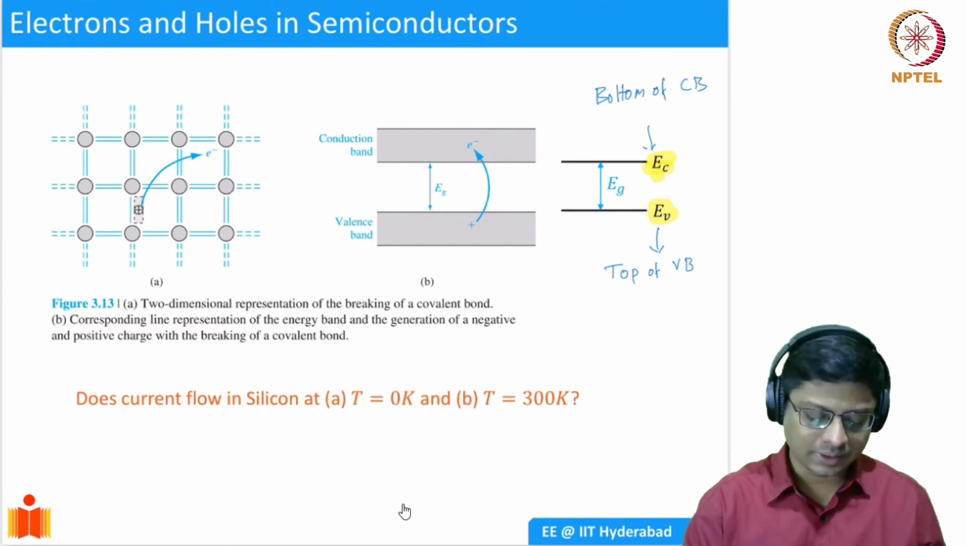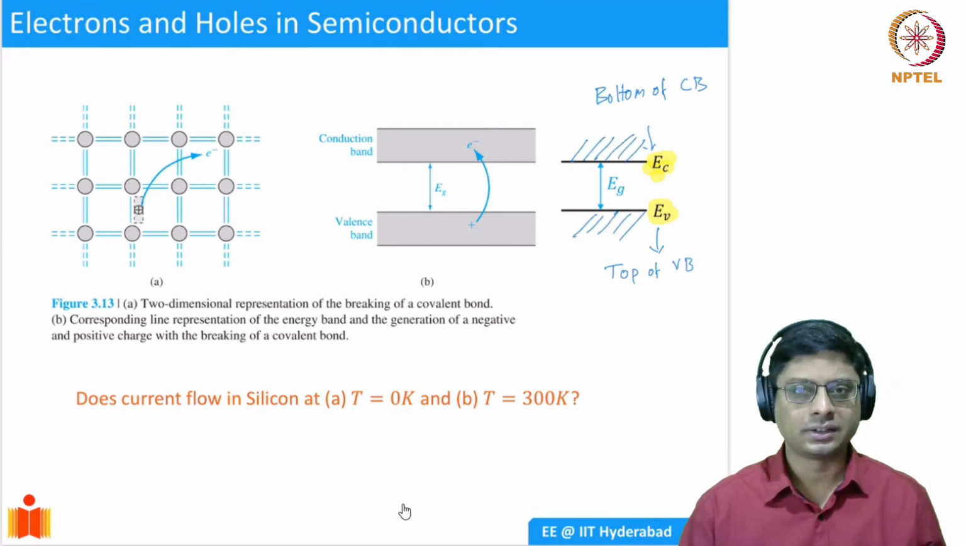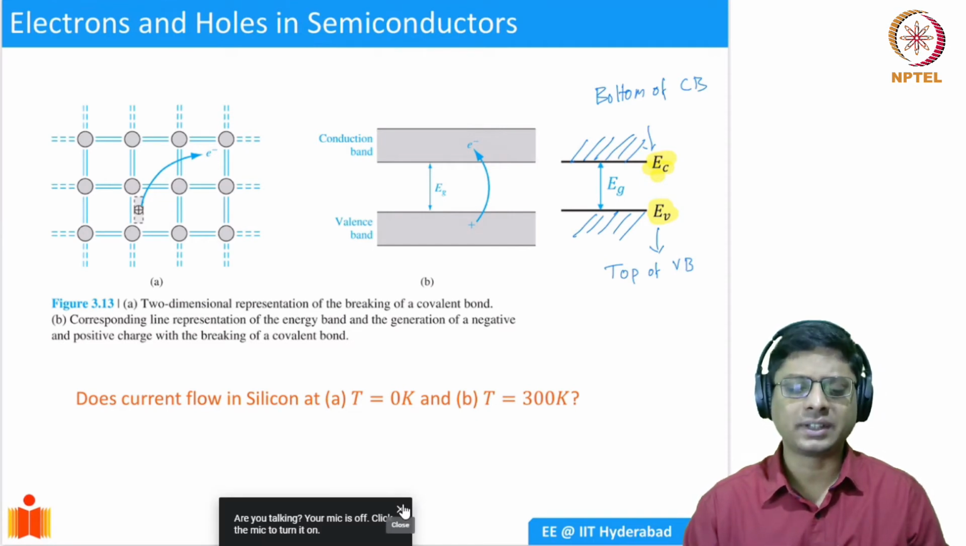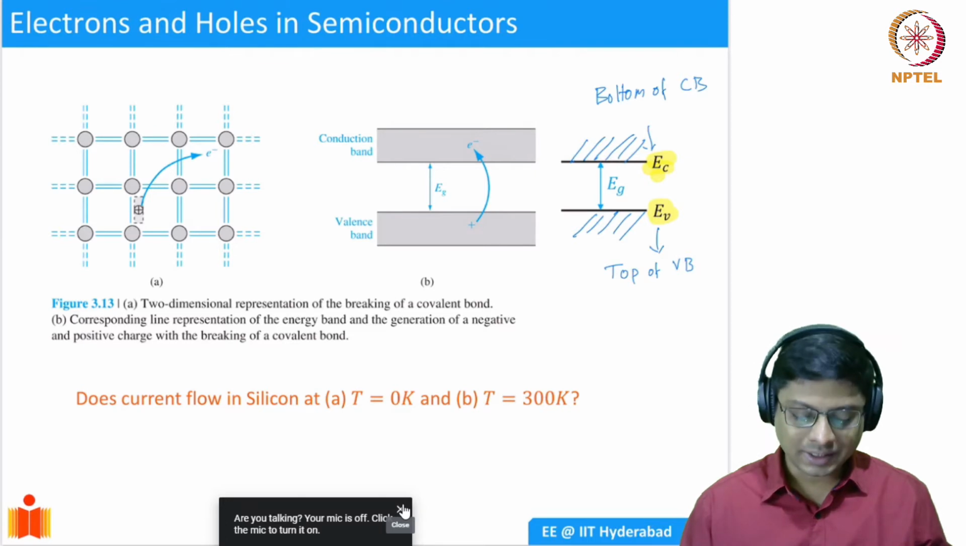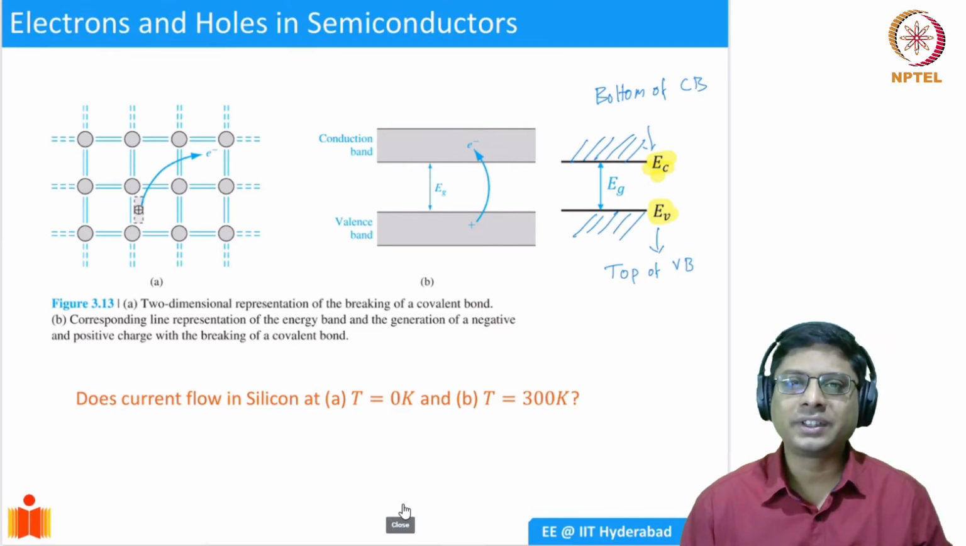If you draw a line like this, it implies that there are many states available here, and of course many states available here. That is the implication, which we take as a convention from now onwards. So we have created these electrons and holes. Are they able to carry current? What does it physically mean?